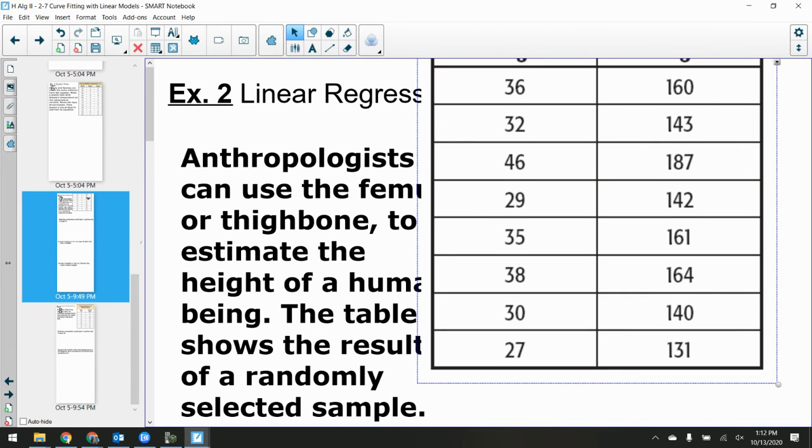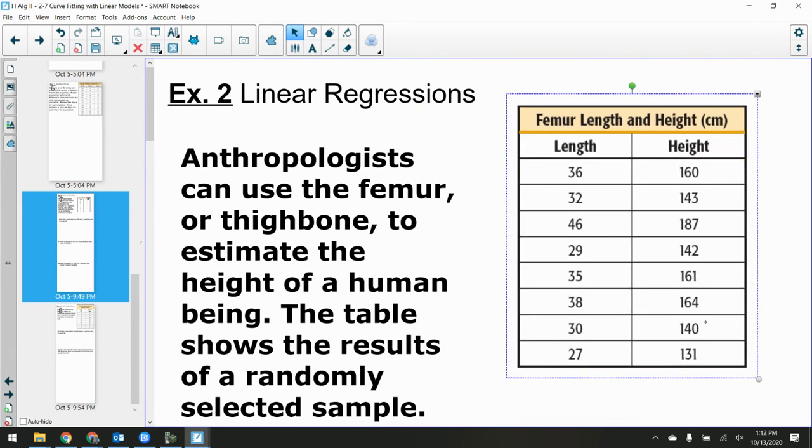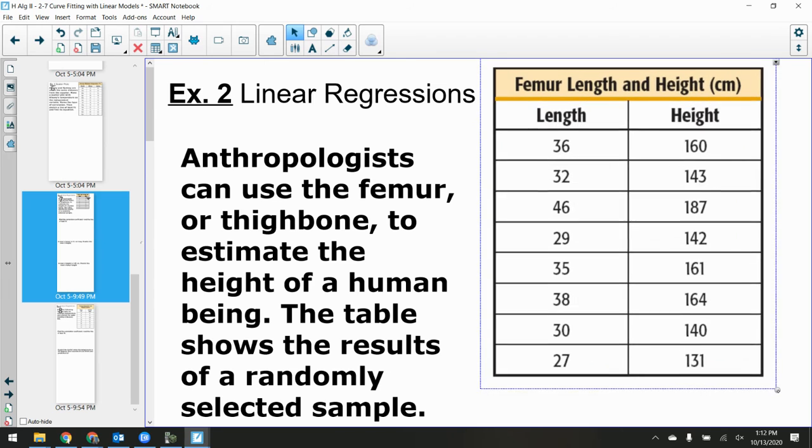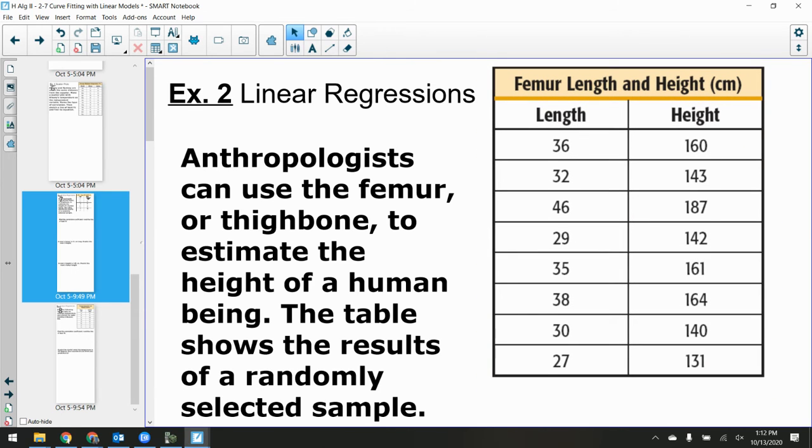What is it with these people's femurs? I don't know. Because it's so directly related to other parts of the body, like your humerus length, your height.